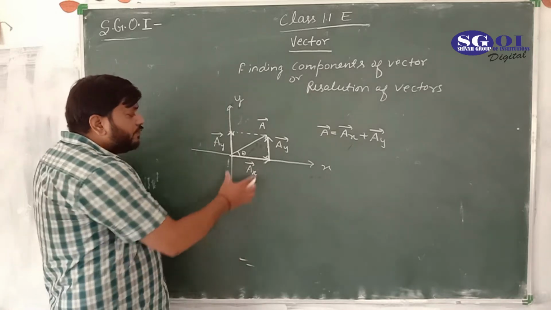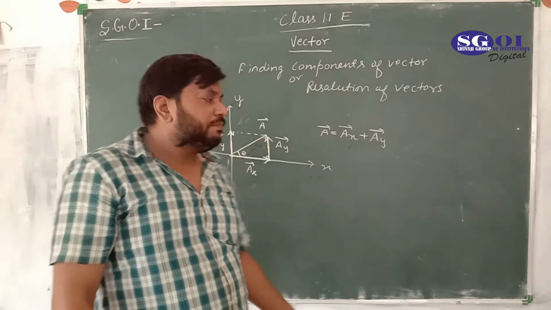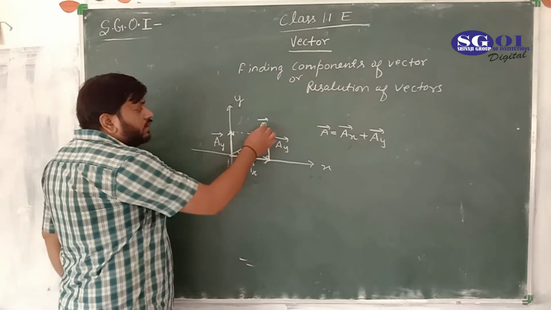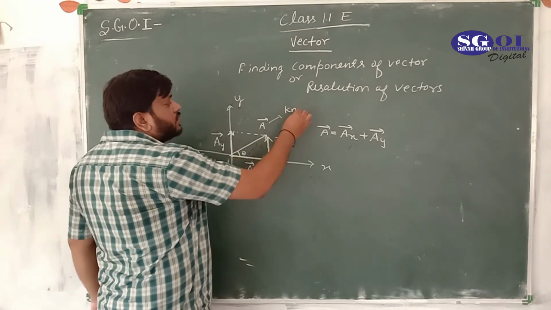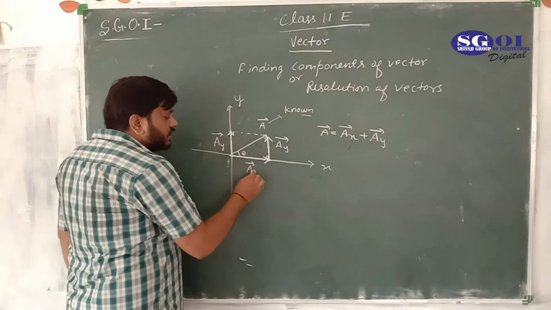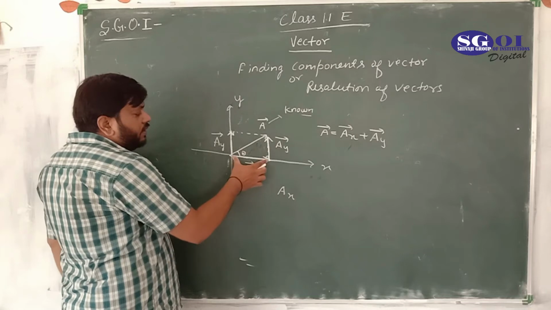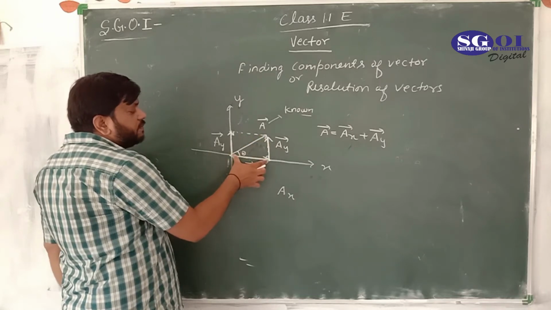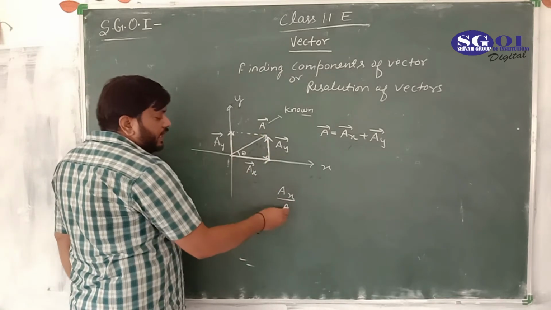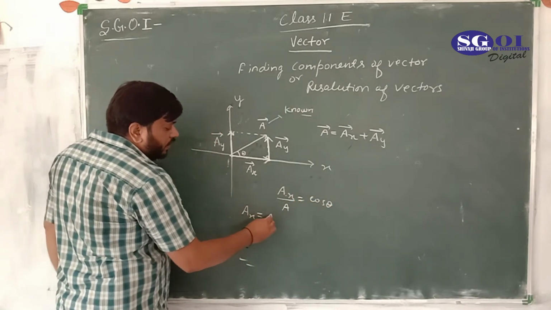And if you want to find the magnitude of these vectors Ax and Ay, if vector A is known, meaning the direction and the magnitude both are known, then the magnitude of Ax, from this triangle trigonometry: for this angle, this is the perpendicular, this is the hypotenuse. Base upon hypotenuse, base is Ax and this is A, is what? Cos theta. So what is Ax? Ax equals A cos theta.